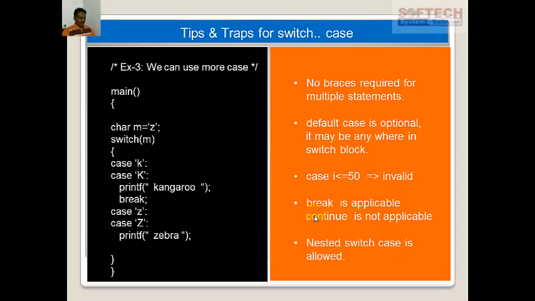Break, continue statement. Another tips and traps, for example 3. We can use more cases also. In this example, character m equal to z, switch m, case small k, case capital K. Here we put two cases, but one common block. If small k, this executes and prints kangaroo. If we put capital K, this case is executed and prints kangaroo. We can write like this.